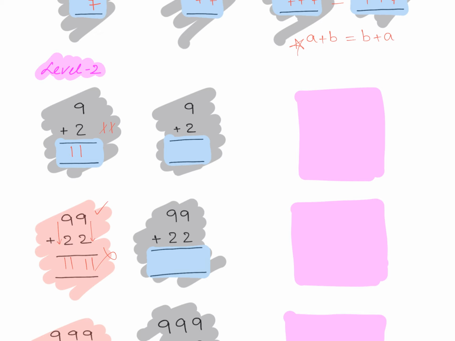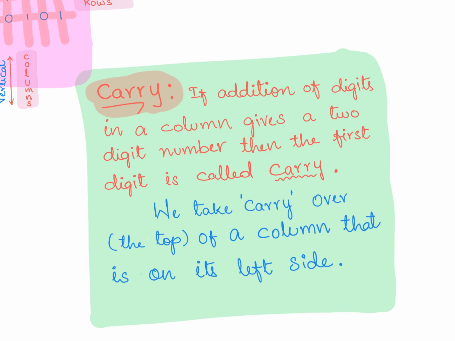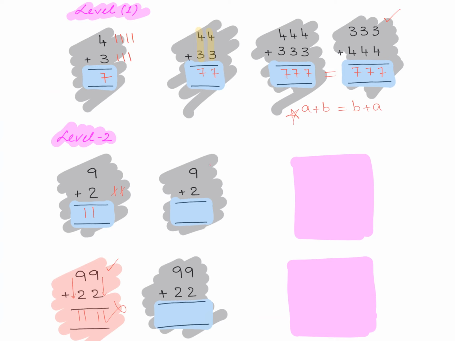Here comes the concept called carry for the rescue. Let us see what carry is. If the addition of digits in a column gives a 2-digit number, then the first digit is called the carry. We take that carry over the top of the column on its left side. Let us now see what exactly carry means by taking an example. Let us again solve the same problem, 9 plus 2, by using carry. So we know that 9 plus 2 gives 11.